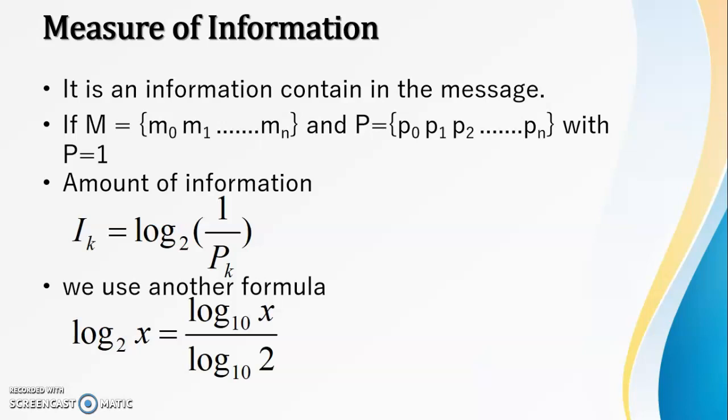Then the amount of information is given by the following formula: Ik equals log2(1/pk). Pk is the probability of occurrence of the event. To calculate this, as we know that log base 2 is not available on our calculator, if we calculate this term, we have to use another formula, that is log2(x) equals log10(x) divided by log10(2).